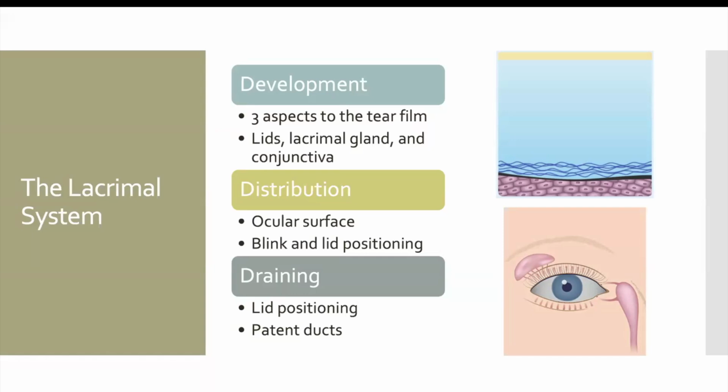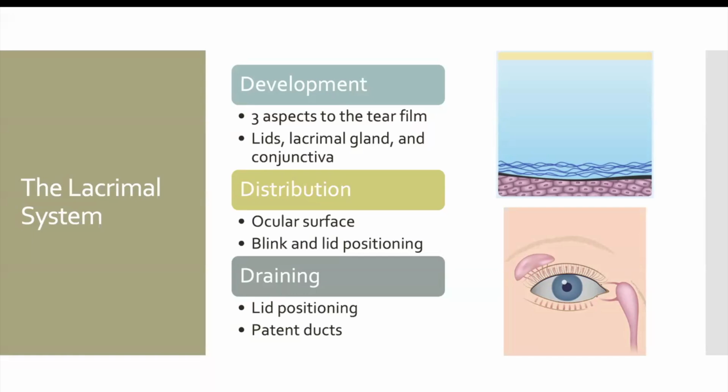With the development, we're all going to be aware that there are three main aspects to the tear film. You've got your mucin layer that comes from your conjunctiva. You've got your watery layer that comes from your lacrimal gland, and then the fatty layer that comes from your lids. Those three together need to be working well for your tear film to be adequate. So if any one or a combination of those three parts are not optimal, then there's potentially going to be problems.